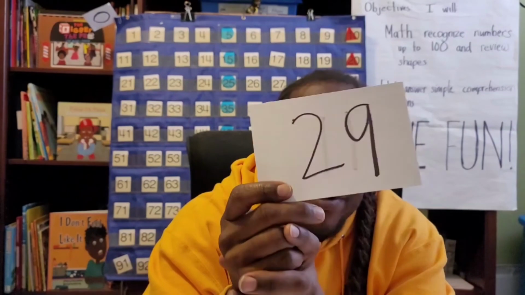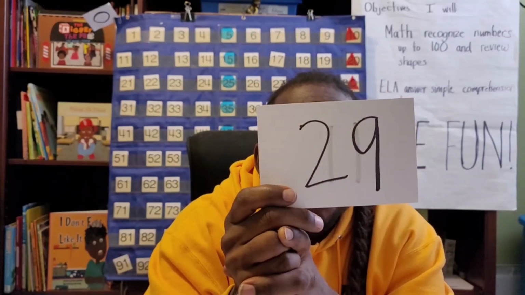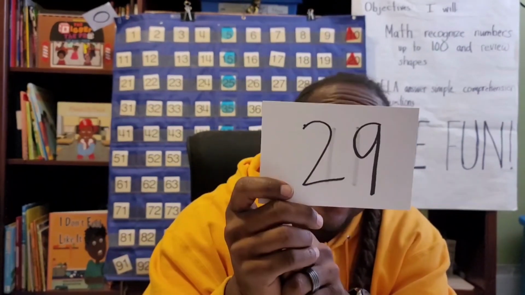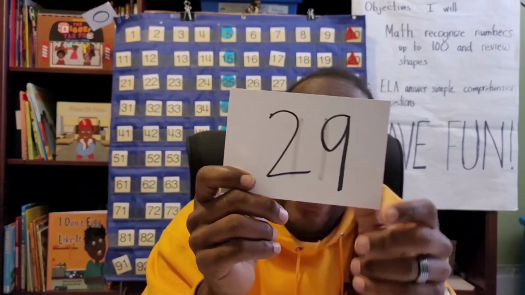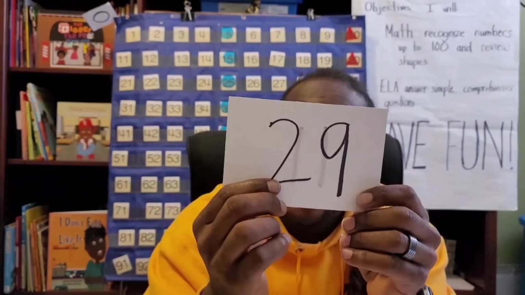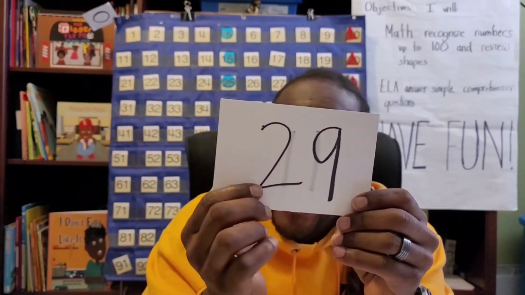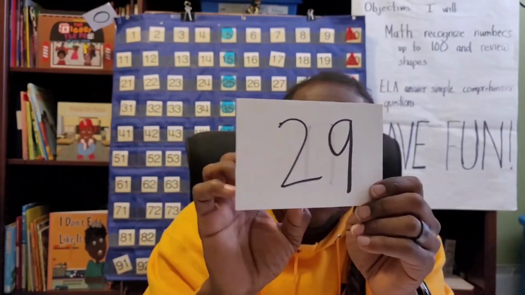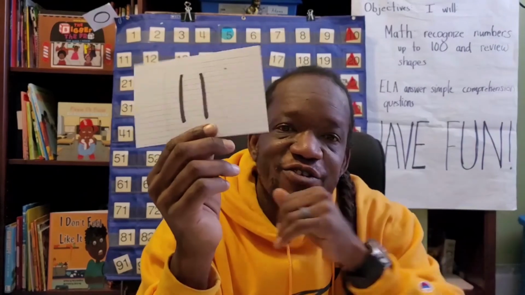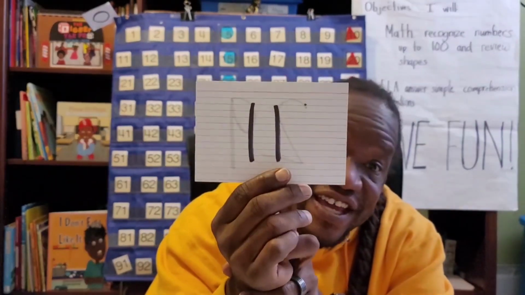All right, 2 more numbers and we'll be done with these for today. What number is this? 29. That's right, 29. The 2 and a 9. The 2 is in the 10 spot and 9, 29. And what number is, oh my goodness, I heard so many people say 11. Good work. We'll work with some more numbers tomorrow.